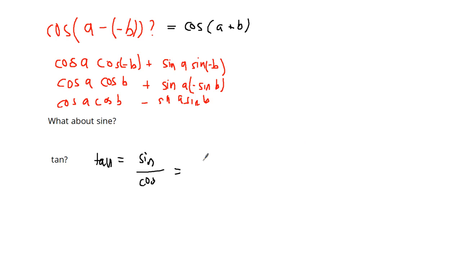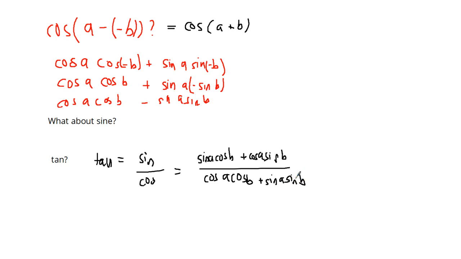which is sine A cos B minus cos A sine B, and then this is going to be over cosine A cosine B plus sine A sine B. This is a little bit tough, and the reason why is that it doesn't look nice. It's not in terms of tan. So let's make it in terms of tan, and let's make it look nice.